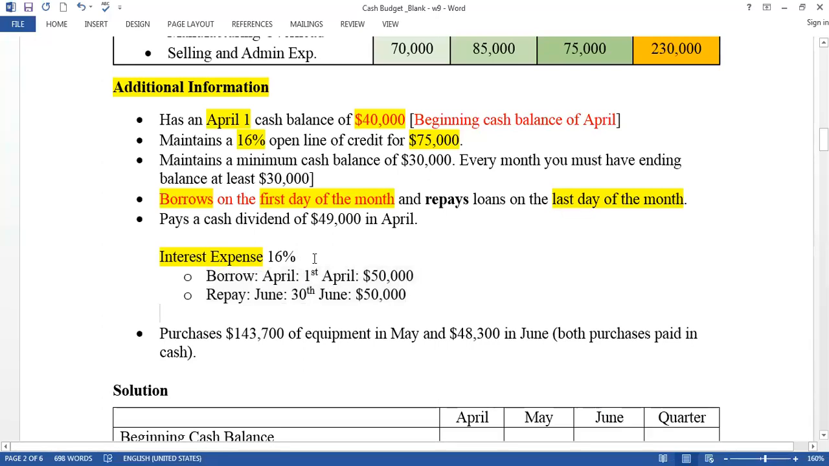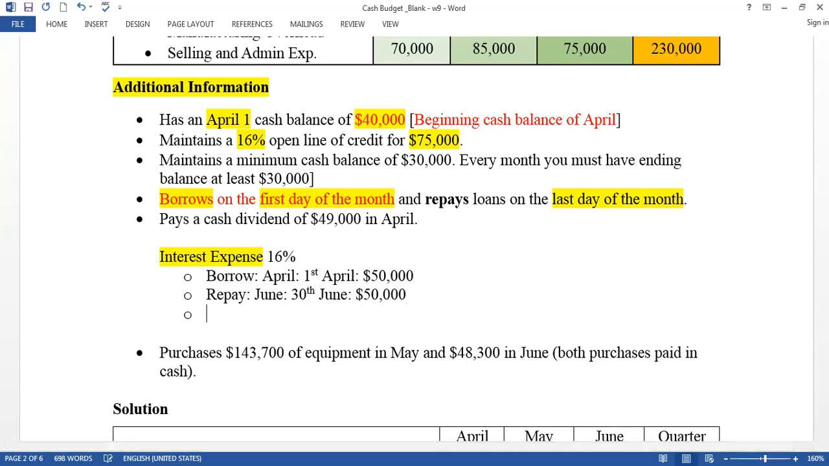Now tell me how many months interest we need to calculate for this transaction. Because if you fail to calculate this kind of interest expense, you are going to lose the grade. So now tell me how many months interest you need to calculate. 3 months, very good, yes, 3 months.